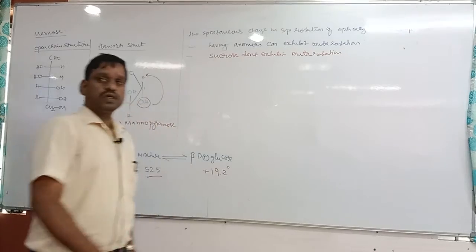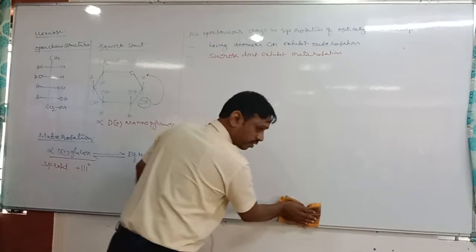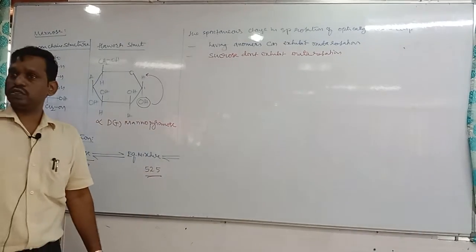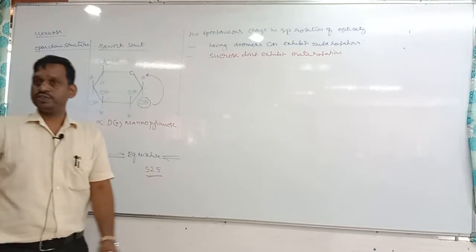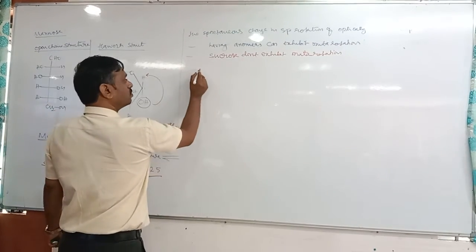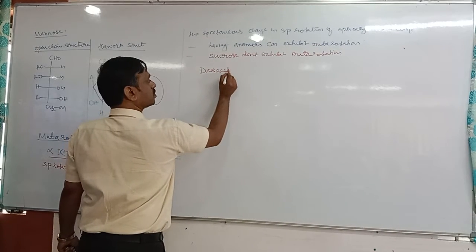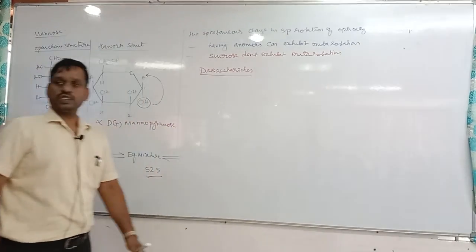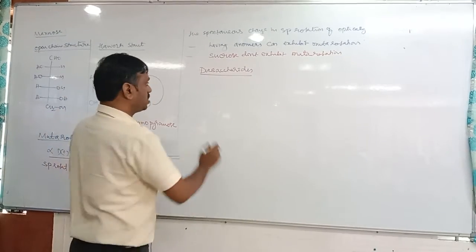Understand? Next is disaccharides. It's about monosaccharides over. We have completed glucose, fructose, galactose, mannose structures with their structural information. Completed, no? Next is disaccharide. What are the disaccharides? The carbohydrate which gives two monosaccharides on hydrolysis is called a disaccharide.